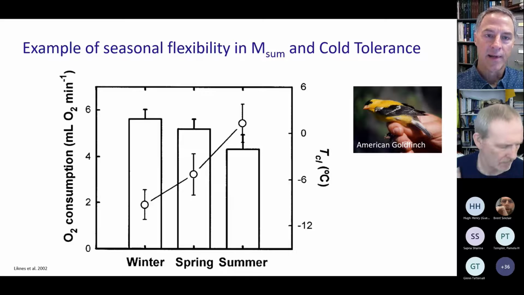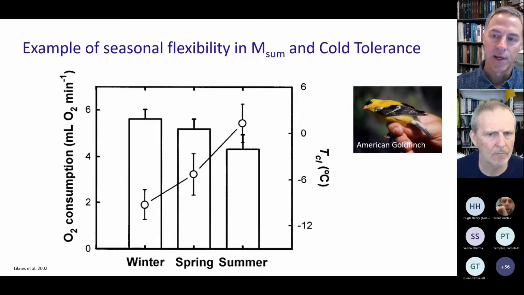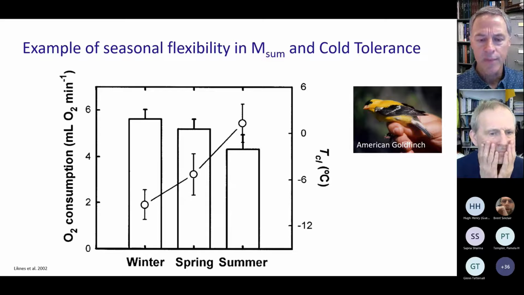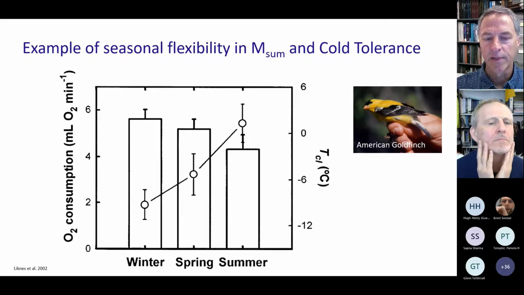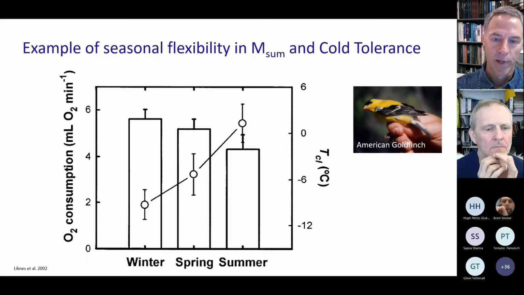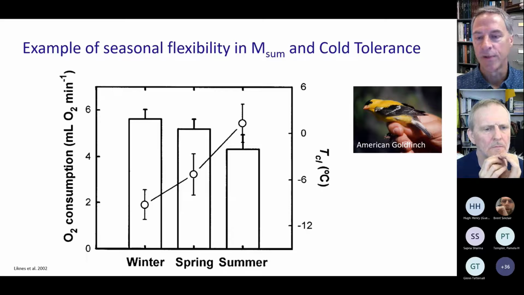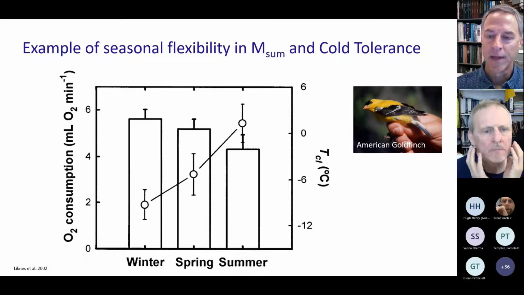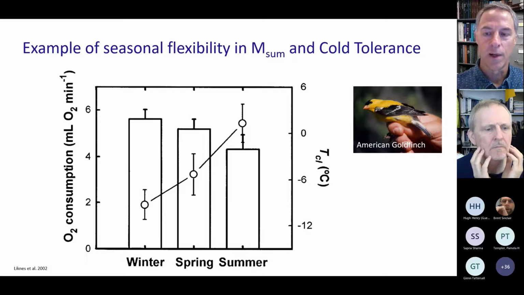Here's an example of seasonal flexibility in summit metabolism that we derived for American goldfinches. The bars there represent the summit metabolic rates in the different seasons in terms of oxygen consumption. And so the winter birds, you can see, have about 35% higher summit metabolic rate than the summer birds do. And that's correlated with an improvement in cold tolerance as well.